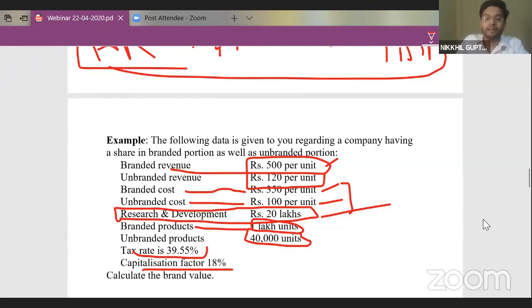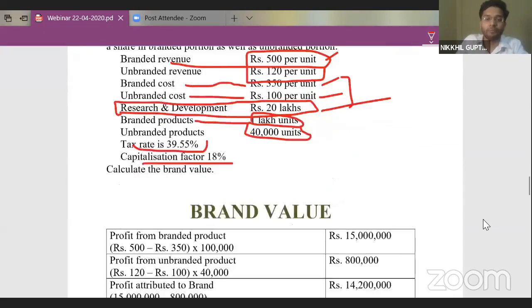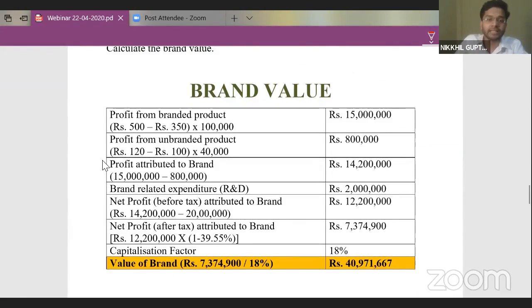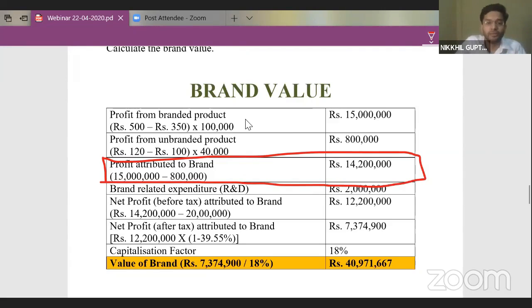So guys, the value of the brand will be computed first of all by computing the premium price. So please see this particular table, and I would want to highlight a particular row. The first column is profit from branded product. What is the profit that you are earning from the branded product? It is 500 revenue minus 350 rupees of cost multiplied by 1 lakh units. You are earning 1.5 crores. Then what is the profit earned from unbranded products? It is 120 minus 100 into 40,000 units.